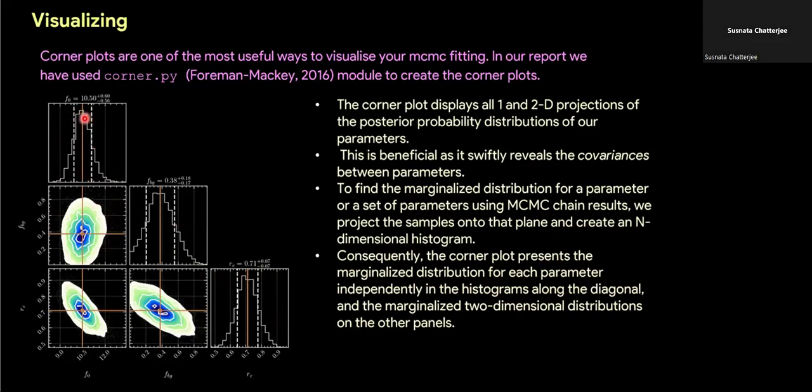As we can see, it has a center. We're taking the median values and the marginalized two-dimensional distributions on either panels. This is between FBG and F0, this is between RC and F0, this is between RC and FBG. Note that closed elliptical density plots indicate a successful convergence of all the parameters.